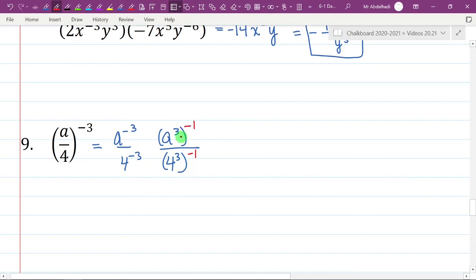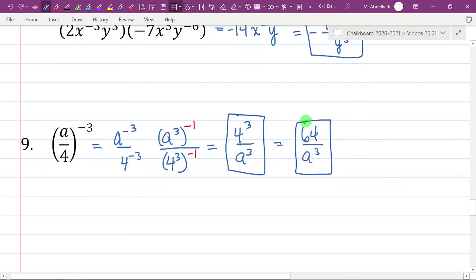Flip means if you're on top, go down to the bottom. If you're on the bottom, go up to the top. So they're going to trade places. The 4 to the third gets flipped up to the top, and the a to the third gets flipped down to the bottom. Now, 4 times 4 times 4 is 64. So if you really want to go all the way, there it is. That's your actual answer right there.